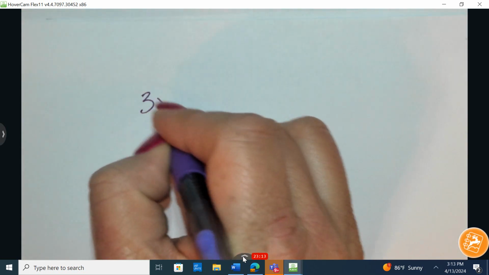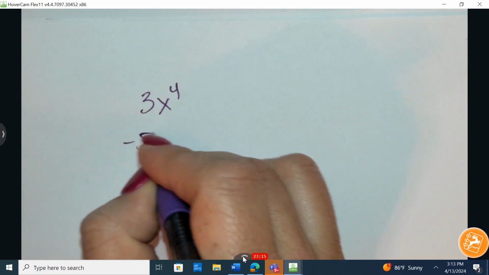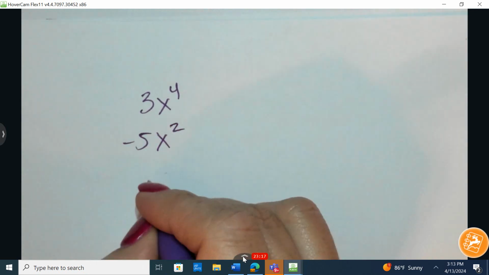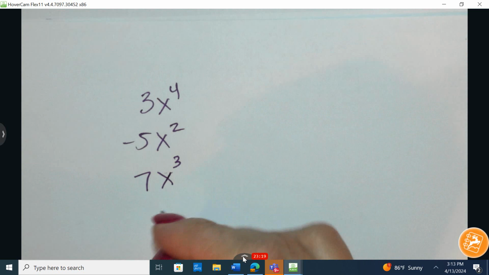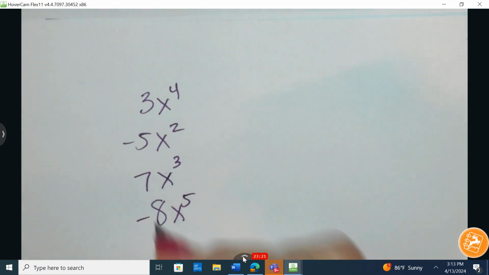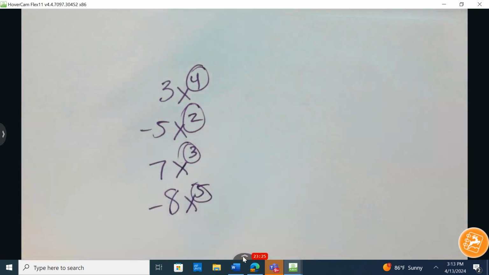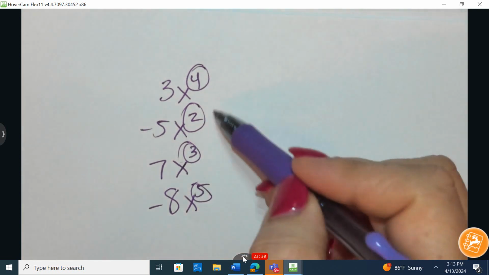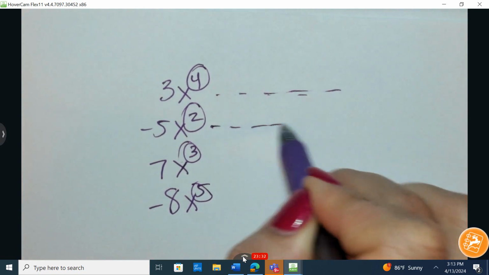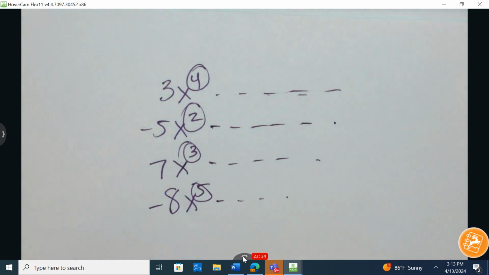So let's start with 3x to the 4th. Let's go negative 5x squared, 7x to the 3rd, 8x to the 5th. So the first thing you ask yourself is you look at the degree of the polynomial, which is the highest numerical value on an exponent. And we're going to say that each one of these is an example of a polynomial. So behind this is some type of an equation.